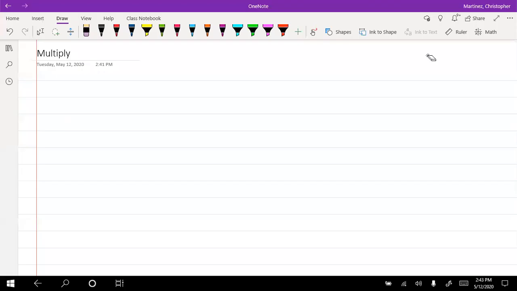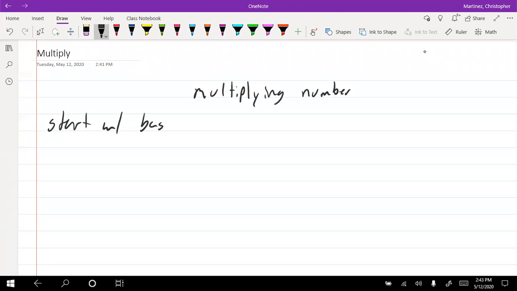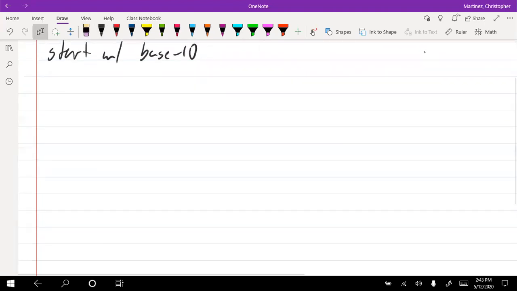All right, we're going to look at multiplying numbers together now. When we multiply numbers, again, let's start with base 10. So we have everything that we've been doing since elementary school.